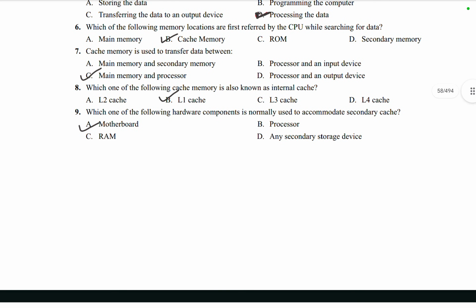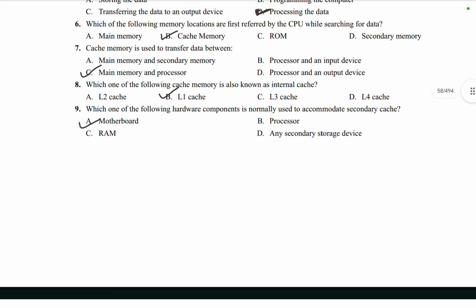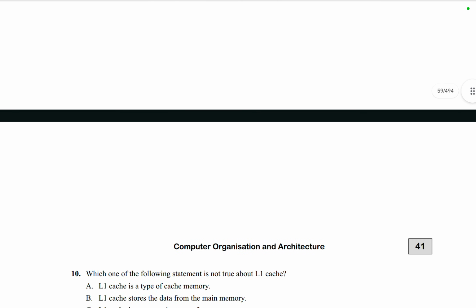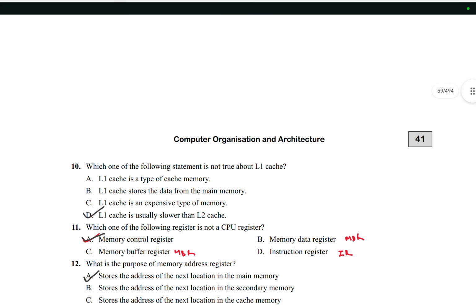Which one of the following cache memory is also known as internal cache? L1 cache. Which of the following hardware components is normally used to accommodate secondary cache? Motherboard. Which one of the following statements is not true about L1 cache? L1 cache is usually slower than L2 cache. Means it is wrong.